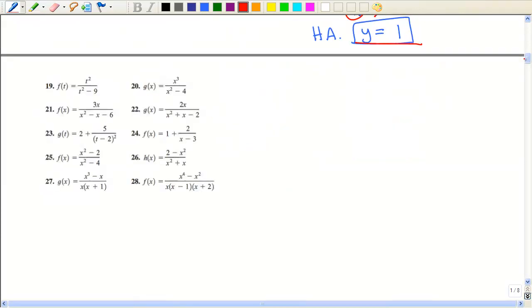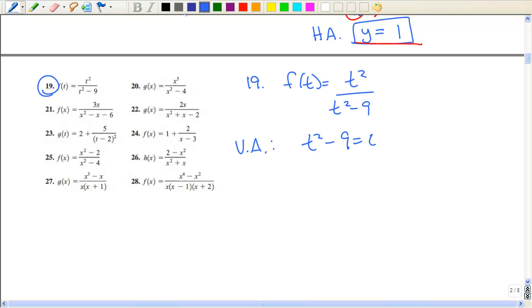Certainly problems probably get a little bit more difficult. So let's look. Okay, so my vertical asymptote, set the denominator equal to 0. In this case, solve for t. Don't forget your plus or minus sign. So we have two vertical asymptotes when t is positive 3 and t is negative 3.